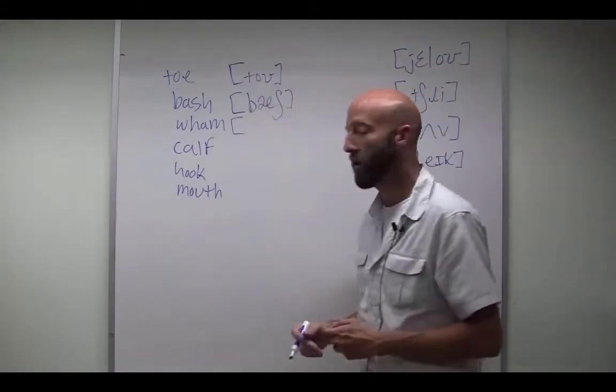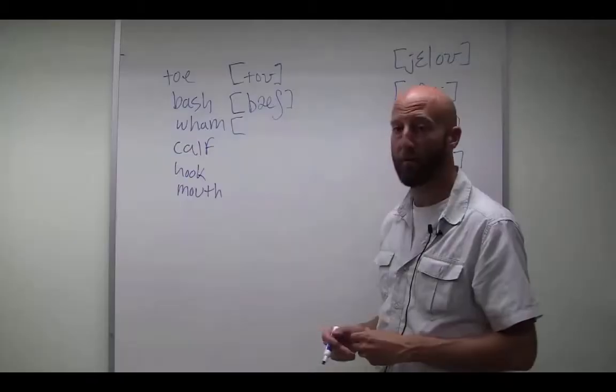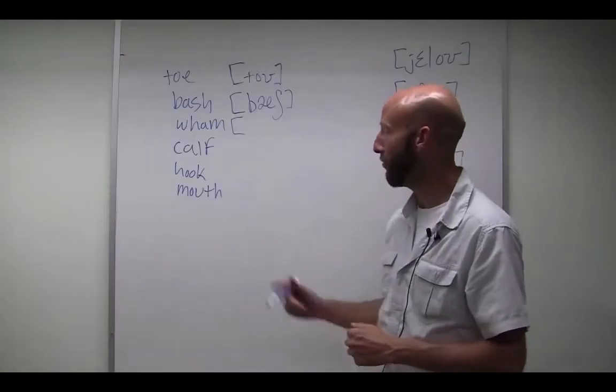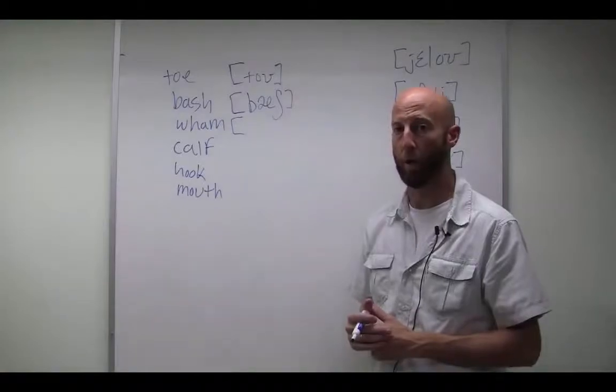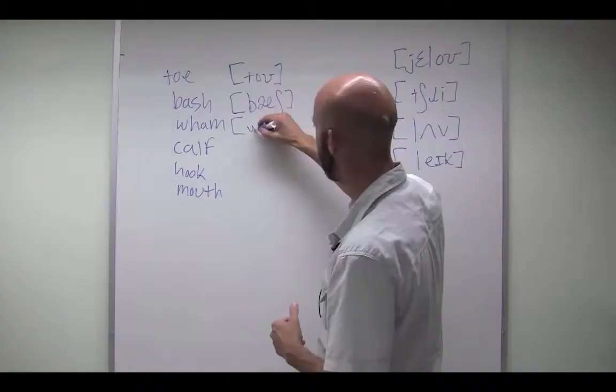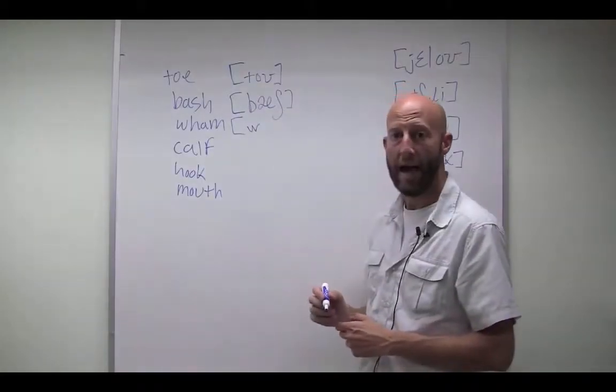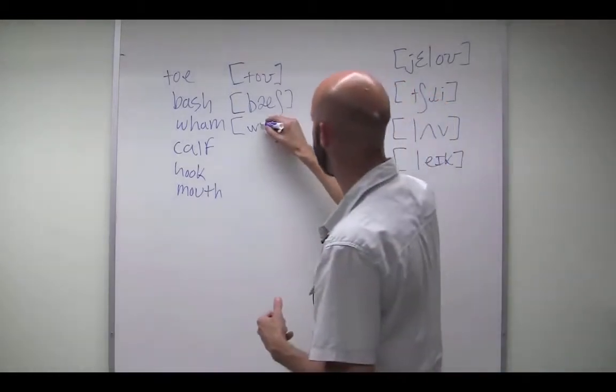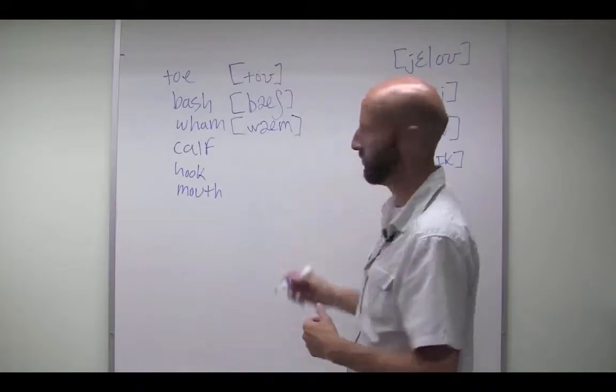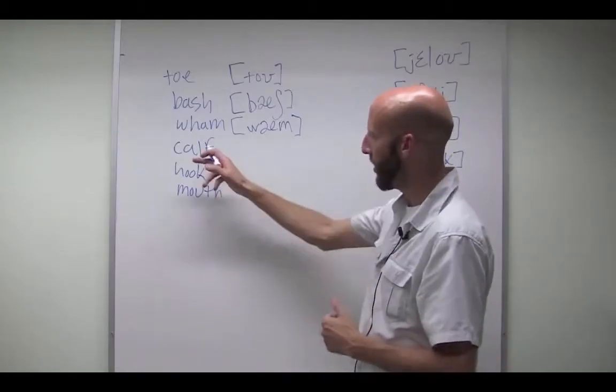Wham. It's another tricky one, but don't be deceived into thinking that W and H is two sounds. We're just talking about one sound here. W. So that's a straightforward W. Ah. Well, we just had that one. And then m. Wham. Brilliant.